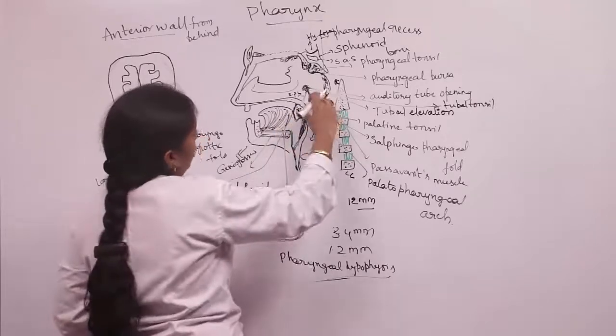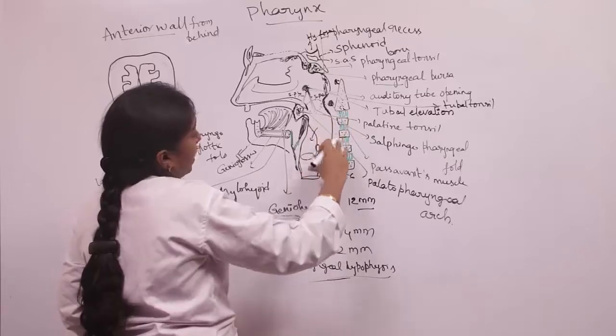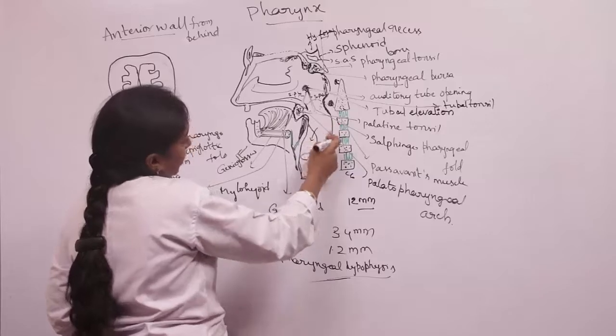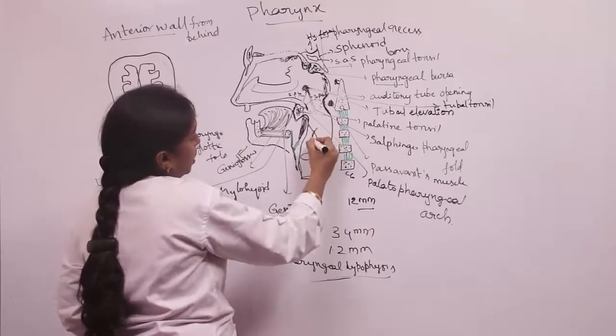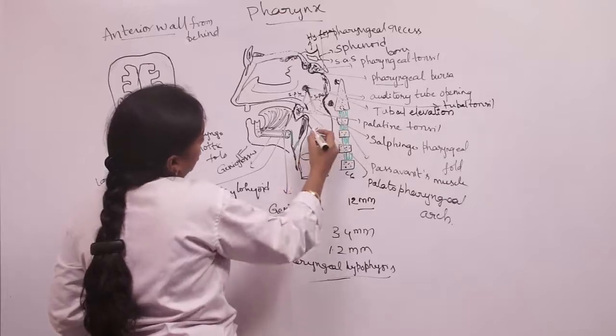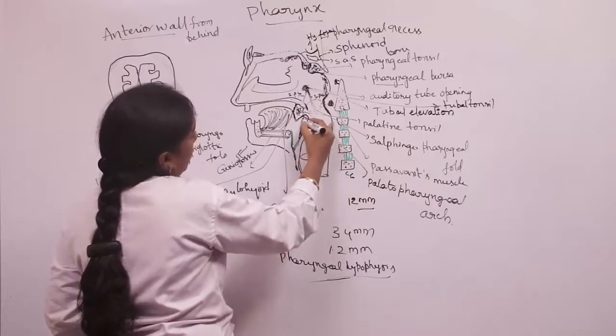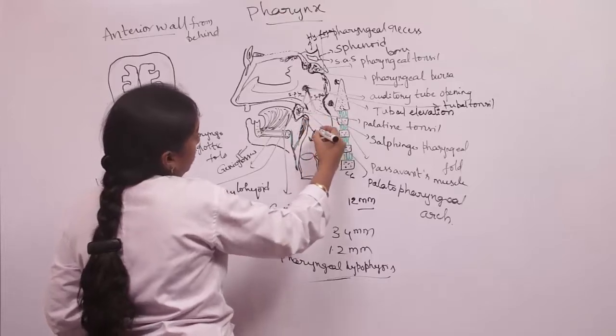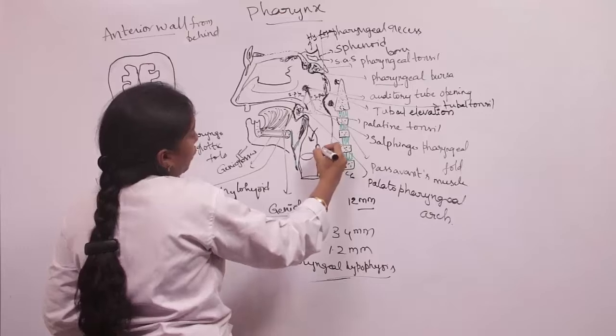That's about the oropharynx. Coming to the laryngopharynx: in its upper part, it communicates with the larynx through the laryngeal inlet. This is the laryngeal inlet, and it is bounded in front and above by the epiglottis, and below by the interarytenoid fold of mucous membrane.